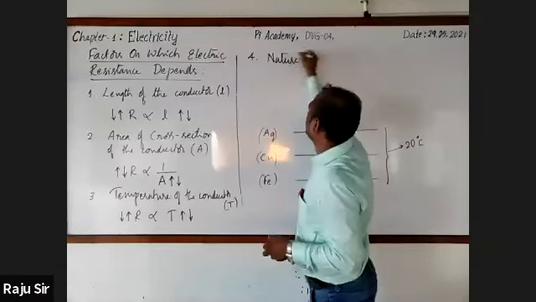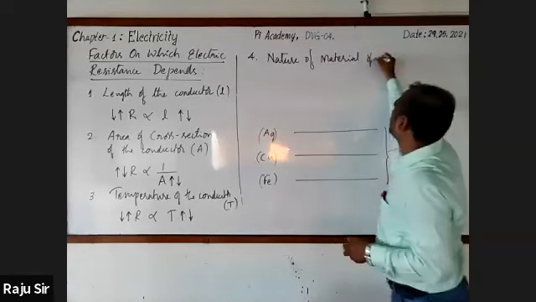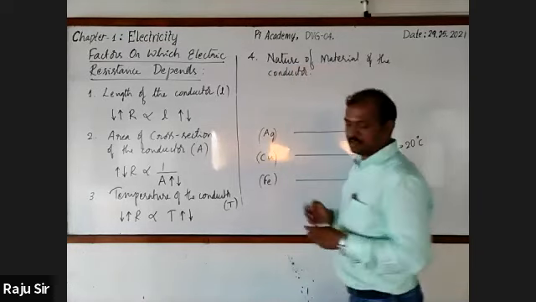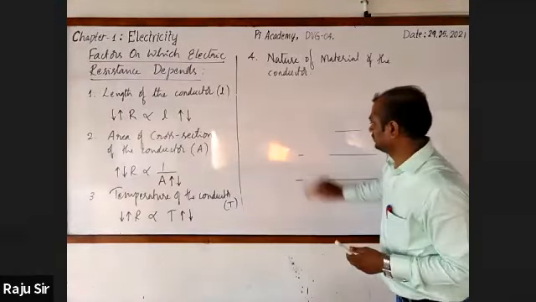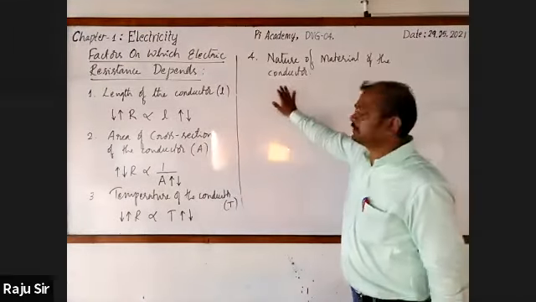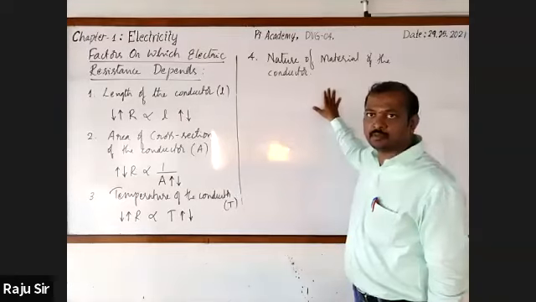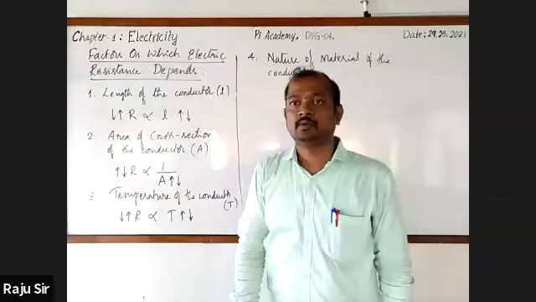Yes, right. Fourth one: nature of material of the conductor. So from this we can say that electric resistance is different from one component to another component because the arrangement of particles is different from one to one. Clear? Okay.